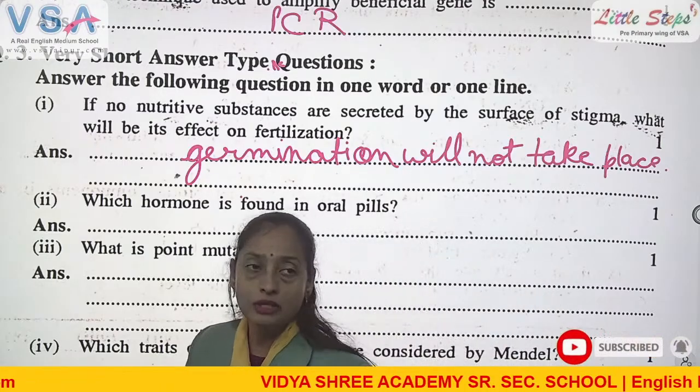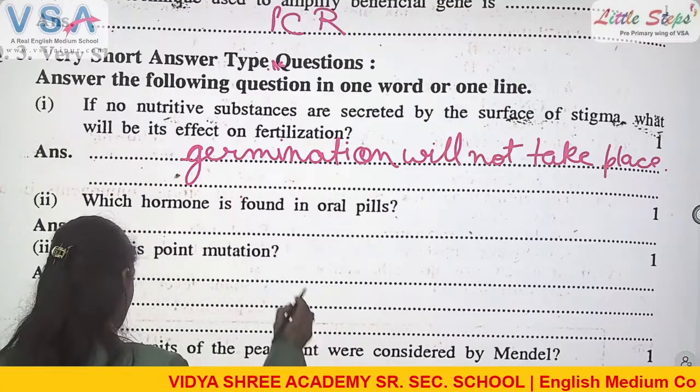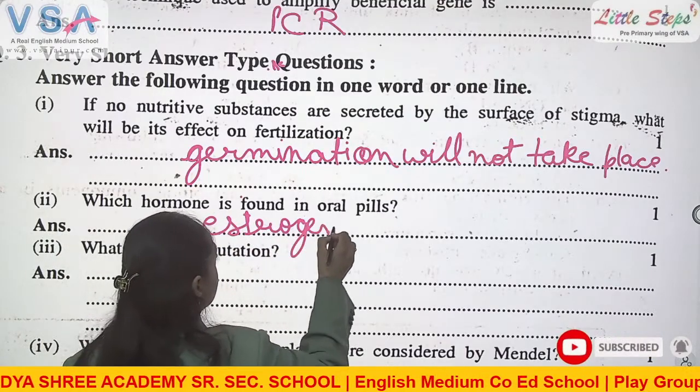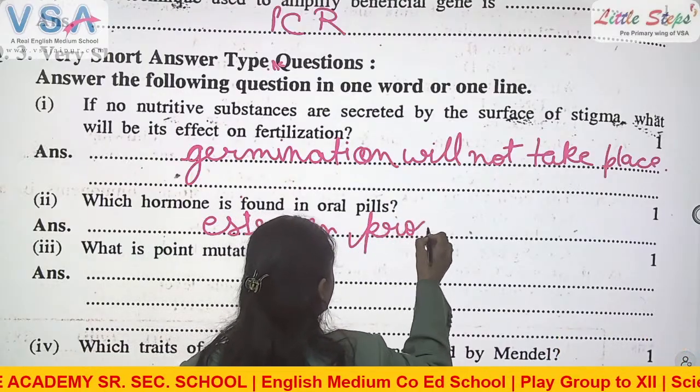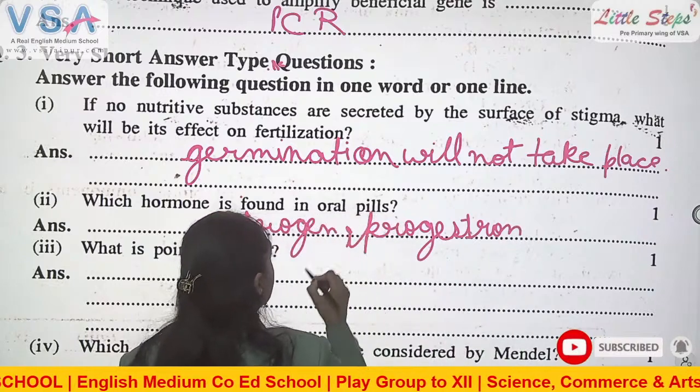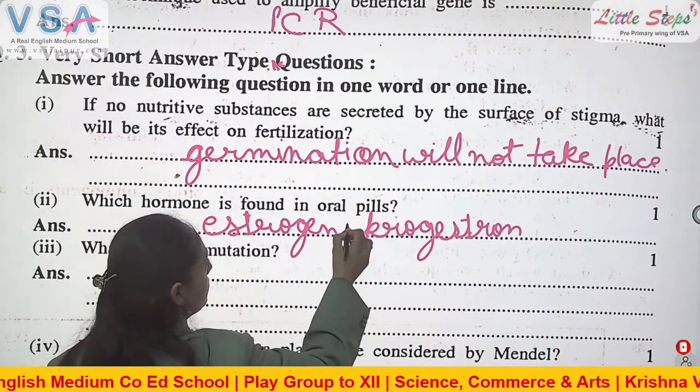Which hormone is found in oral pills? These are the estrogen and progesterone. This is the comma, estrogen and progesterone.